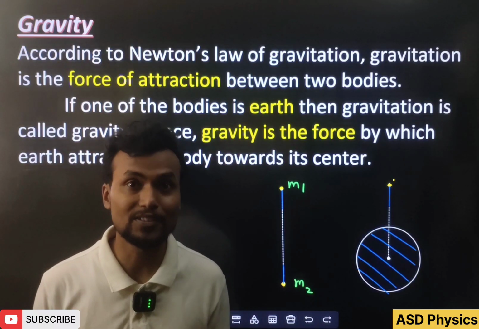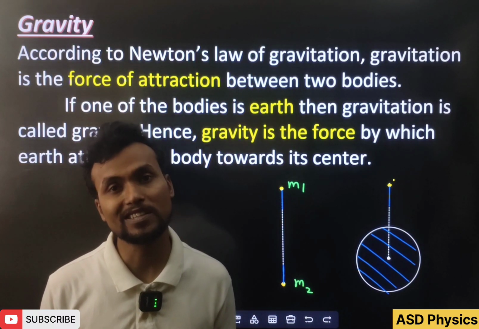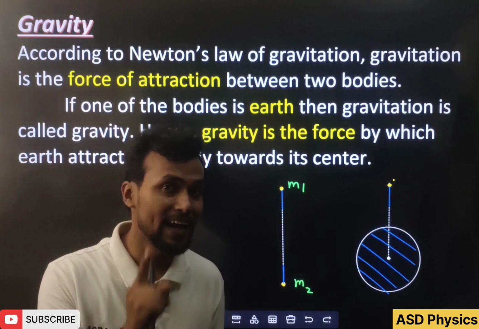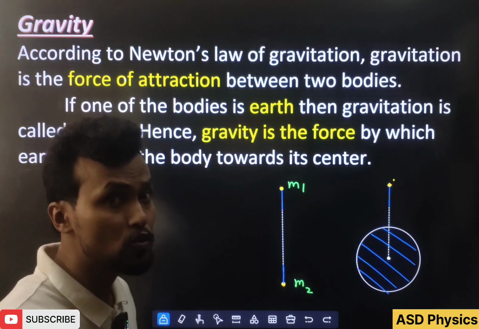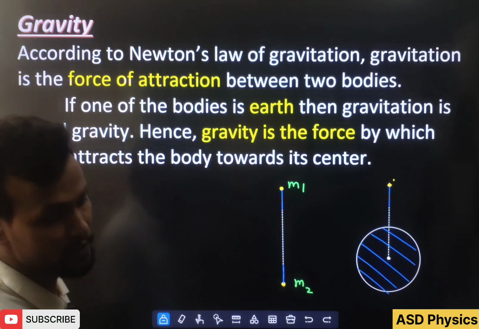So students, in this video we are going to learn the difference between force of gravitation and force of gravity. After that we will solve questions based upon acceleration due to gravity, and we will solve very important NEET and JEE questions also. Okay, so let's start the video with the very important topic, gravity.